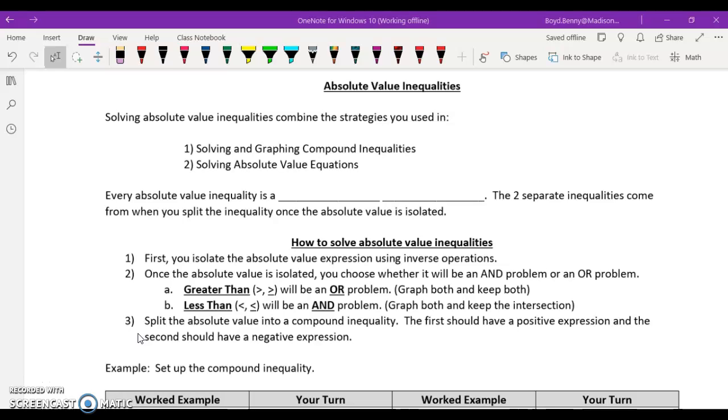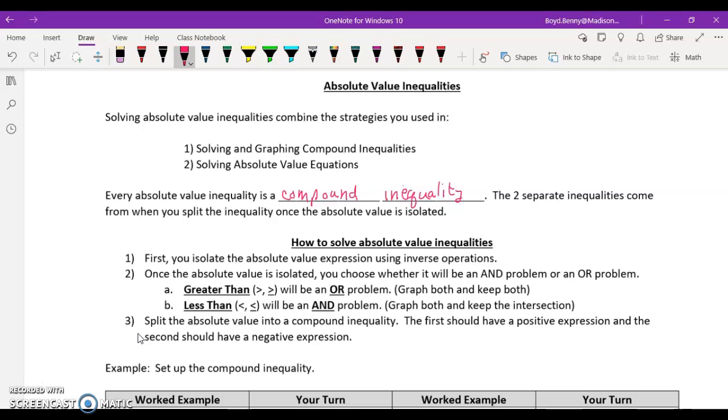Today's lesson is going to be on absolute value inequalities. So solving absolute value inequalities, we combine the strategies we learned in compound inequalities and solving absolute value equations. Every absolute value inequality is a compound inequality. In fact, that's where we get the compound inequalities from.